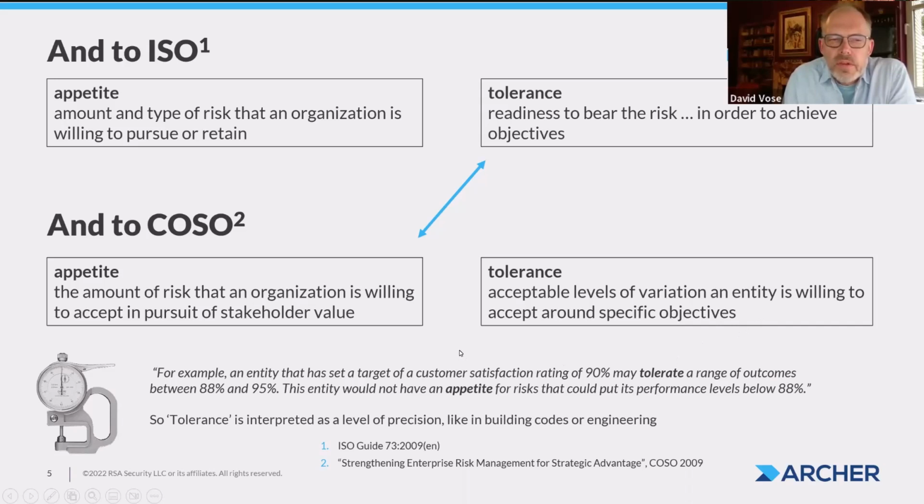So let's go to an example. Quoting their article, an entity that has set a target of a customer satisfaction rating of 90% may tolerate a range of outcomes between 88 and 95%. Well, hang on. Why would they tolerate something more than what they're aiming for? So they're aiming for 90%, but they'll tolerate up to 95%. I mean, wouldn't you want to tolerate, in inverted commas, 100%?